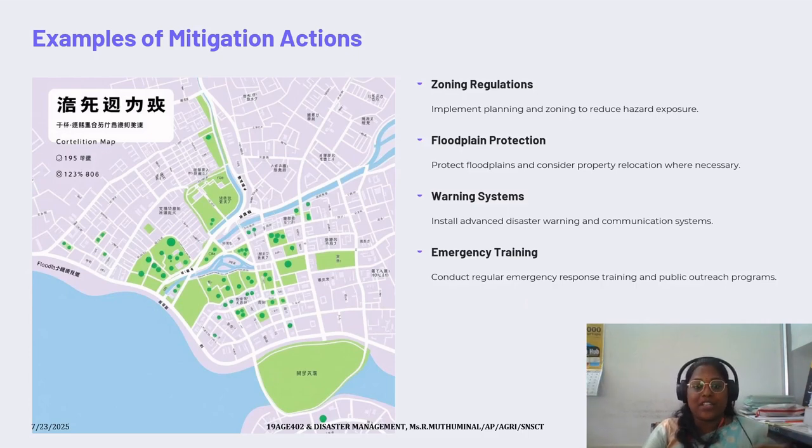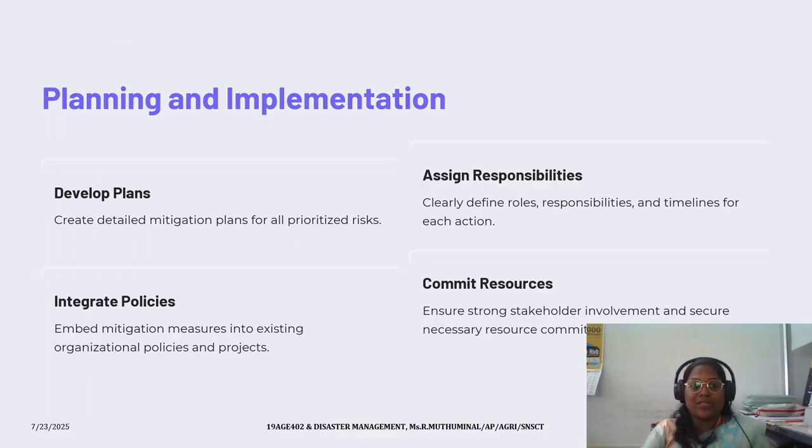Some examples of mitigation actions are zoning regulations, which help us in implementing planning and zoning to reduce the hazard exposure; floodplain protection, protect the floodplains and construct property relocation wherever it is necessary as shown in this figure. And also we can use warning systems by installing advanced disaster warning and communication systems. The fourth one is emergency training, which will help us to conduct regular emergency response training and public outreach programs.